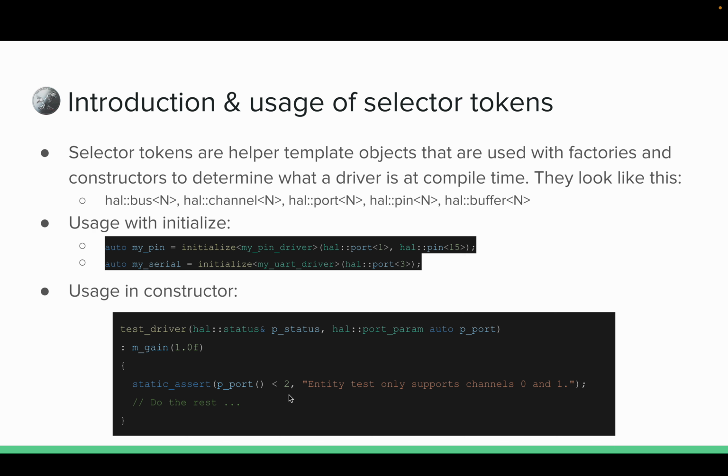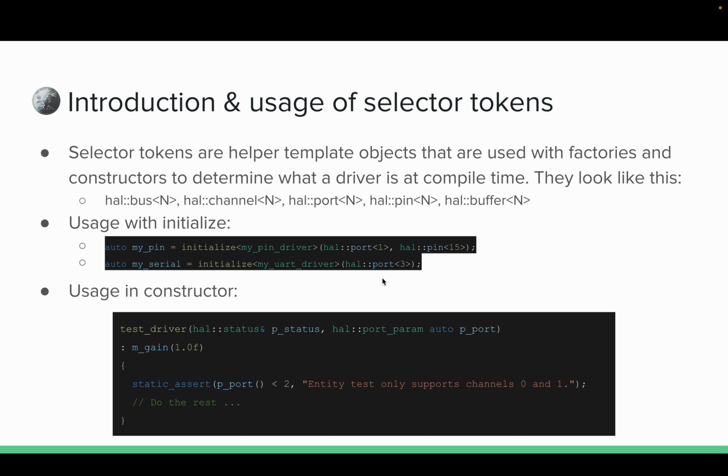Okay, so we have an introduction and usage of selector tokens. Selector tokens are helper template objects that are used with factories and constructors to determine what a driver is at compile time. They look like this. So we have a HAL bus with a number inside of it, channel, port, pin, and buffer. In buffer's case, I want that to be the size of the buffer that it allocates for itself. Now, the way it would be used with initialize, you put initialize here for your object that you want to initialize, then you put in the port and the pin that you want.